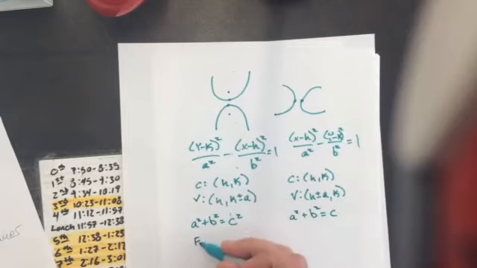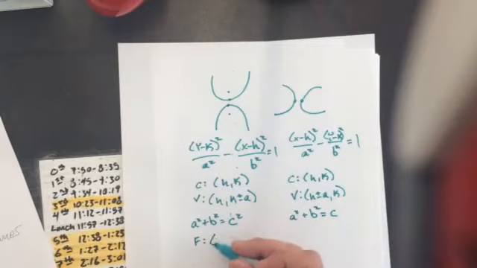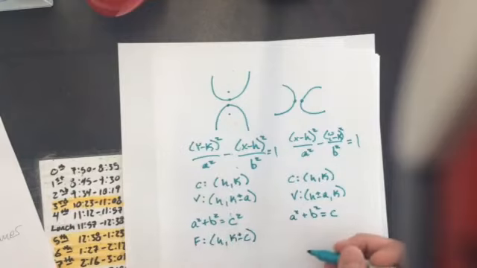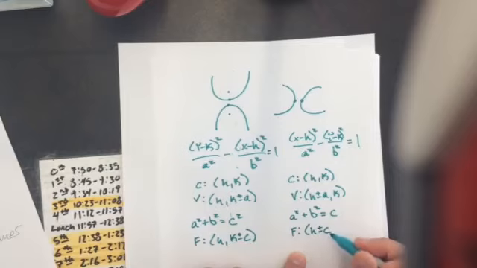And then the foci on this one, it's going to be a movement on the y, so it's going to be h comma k plus or minus c. And on this one, it's going to be on the x, so it's going to be h plus or minus c comma k. Okay, that's the major parts, the vertices and the foci.